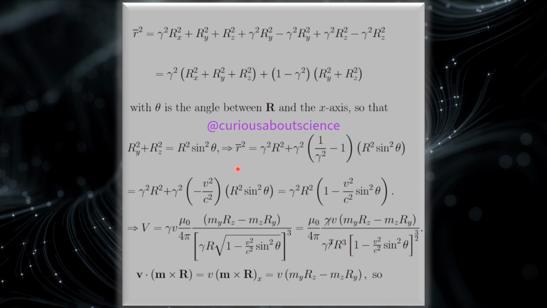So little r bar squared, we see, was gamma squared r squared from this, and then we have gamma squared times 1 over gamma squared minus 1. Let's rewind and see how we got there. If we factor out a gamma squared, we have to force factor and divide by a gamma squared in the 1 part. So that's how we get this parenthesis here.